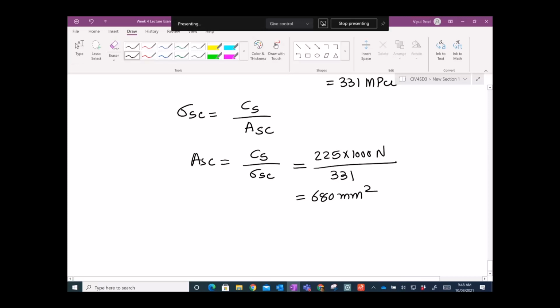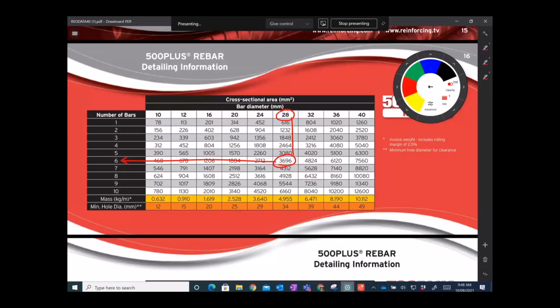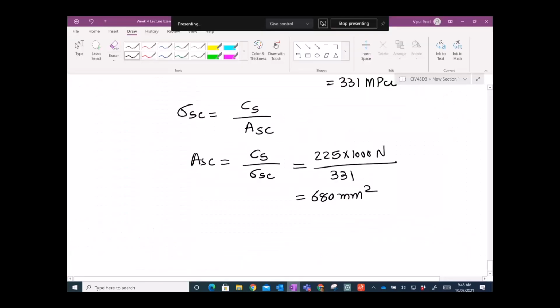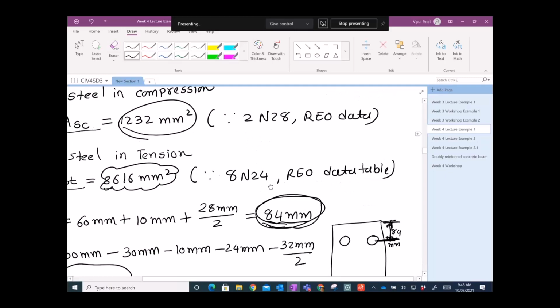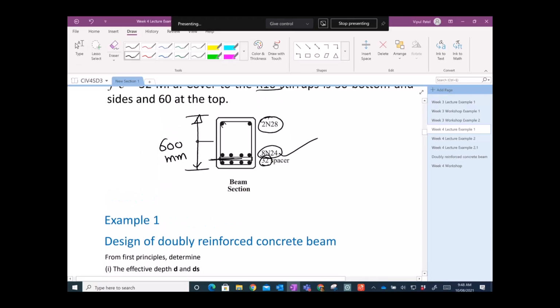Right. So if you get 680 millimeter square, go back to here. Here 680. How much was that? 680. So if you go back here, 680, you could provide either this one. You can see if you have N28 bars. By the way, let's check it out. What were the assumptions in our top bars? The top bar assumption was, how much was that? N28 bars. Yes.